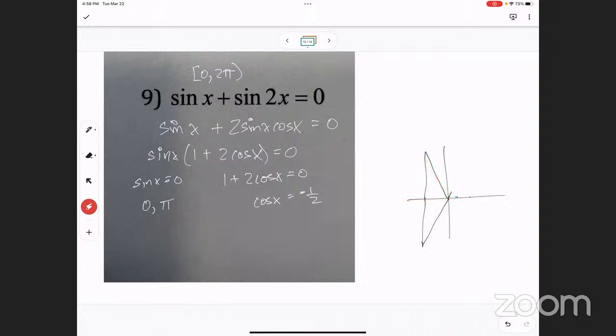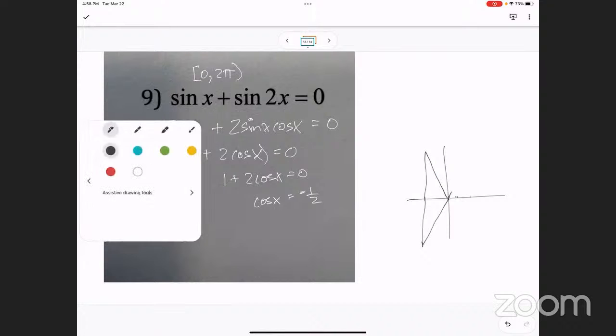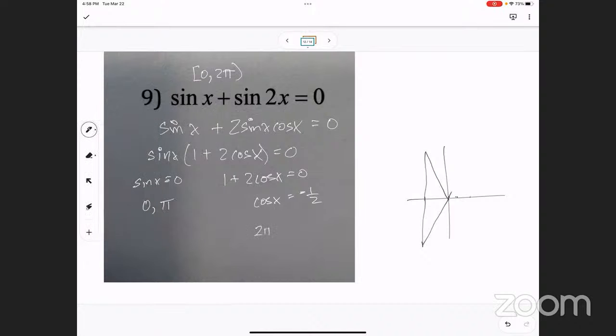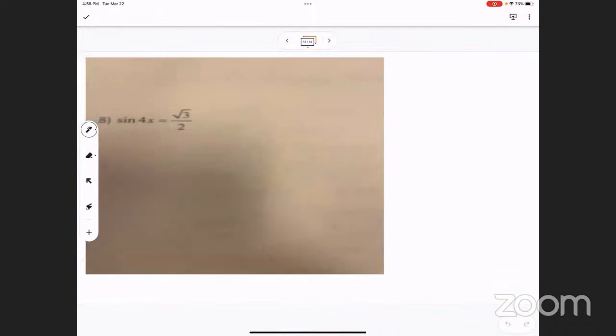No, you're right. Remember, if you learn how to count by pi's over 3, here's 1 pi over 3, 2 pi over 3, 3 pi over 3, 4 pi over 3. So this is 2 pi over 3 and 4 pi over 3. Or you can look at your unit circle. So make sure you review what I just showed you on the last one. Watch that again if you don't get that.